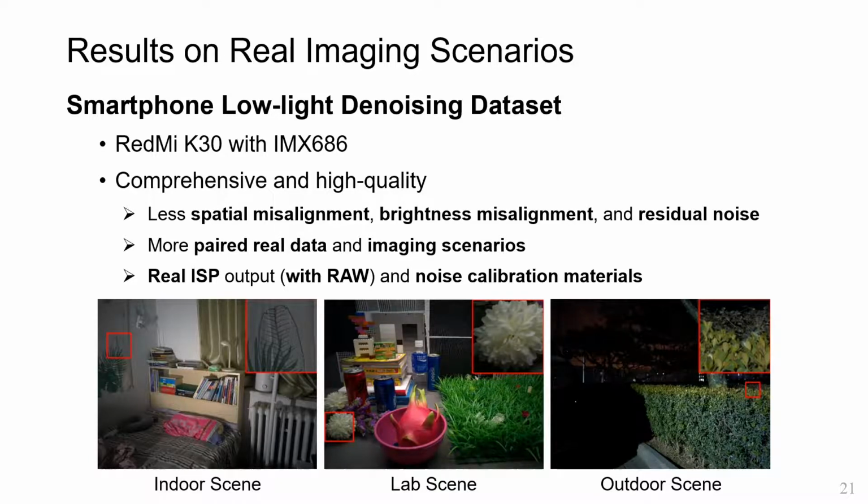We collected a smartphone low-light denoising dataset with the Redmi K13, which is a smartphone with an IMX686 sensor. Our dataset is more comprehensive and higher quality compared with previous image denoising datasets. For data quality, our dataset has less spatial misalignment, brightness misalignment, and residual noise. For data volume, our dataset has more paired real data and imaging scenarios. In addition, our data also provides real image high-speed output and the noise calibration materials of this sensor.